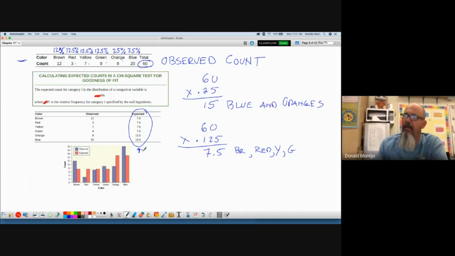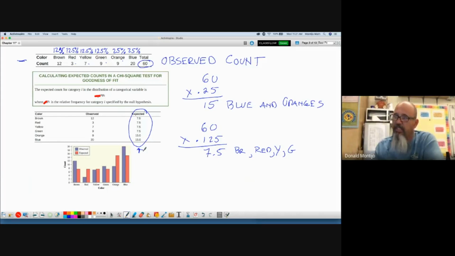Now, down bottom, we made a graph, a side-by-side bar graph of the distribution. Remember that chi-squared is for categorical variables. Okay, what color is your M&M? Brown, red, yellow. It's categorical. You can't answer that question with a number.